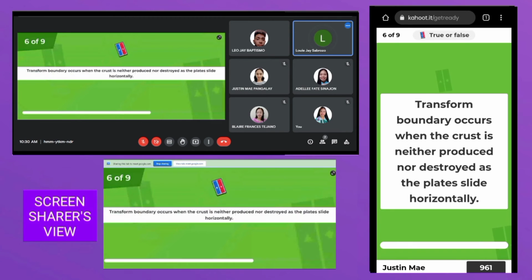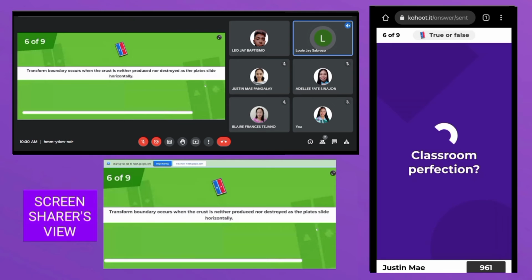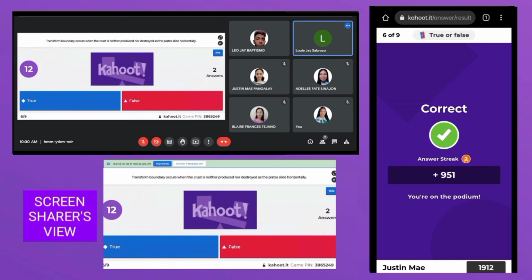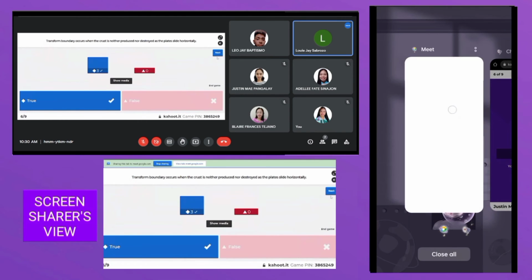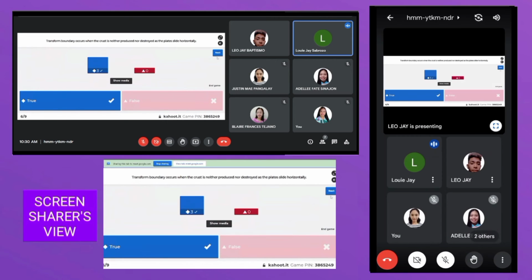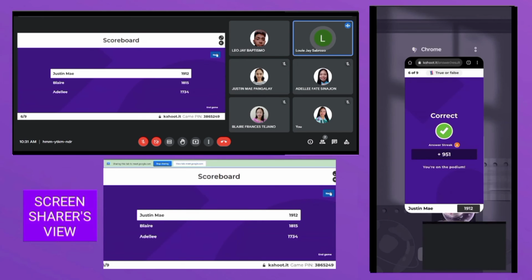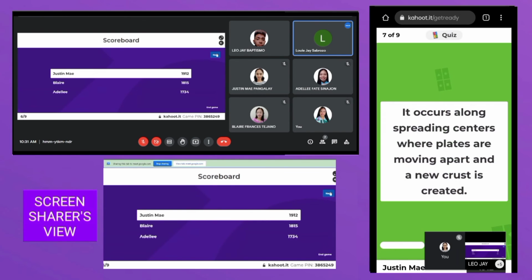Transform fault boundary occurs when the crust is neither produced nor destroyed, as plates slide horizontally. True or false? So the answer is true. Let's see your scores. Still, Miss Justine May gets the highest score on the leaderboard.